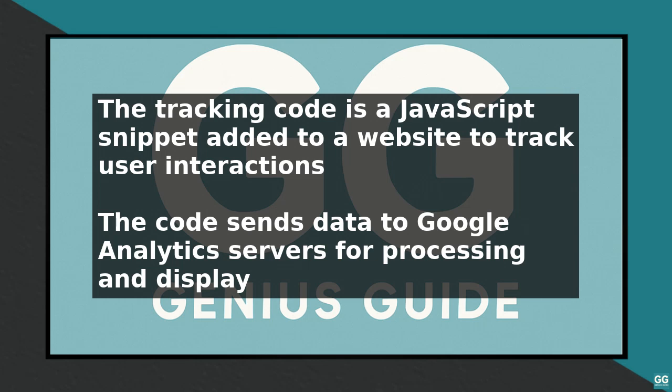placed on a website. Common issues with tracking code. One common issue with the tracking code is incorrect placement. The code should be placed in the head section of a website, preferably before the closing head tag. If the code is placed in the body section or at the bottom of the page, it may not track all user interactions.